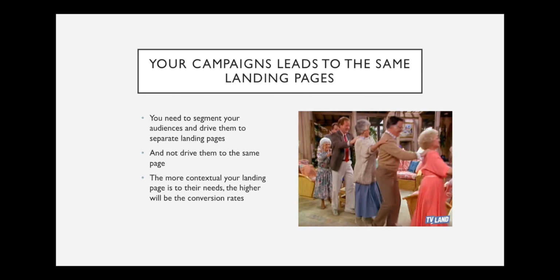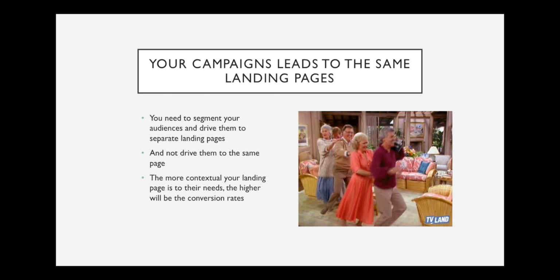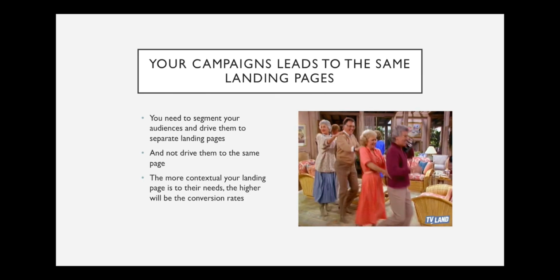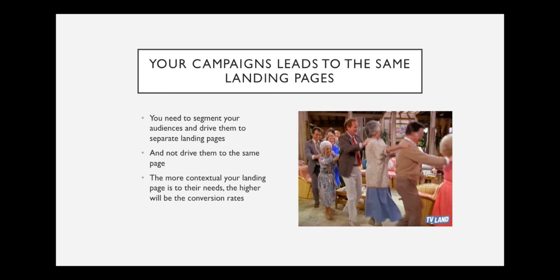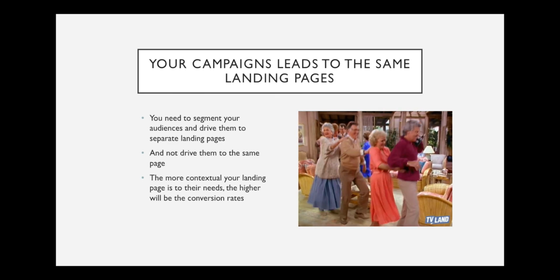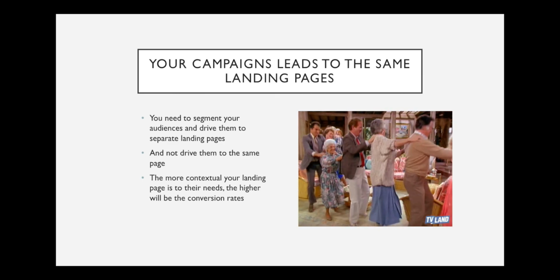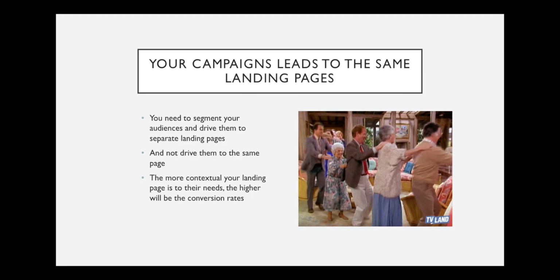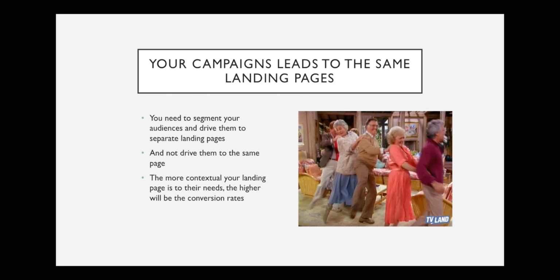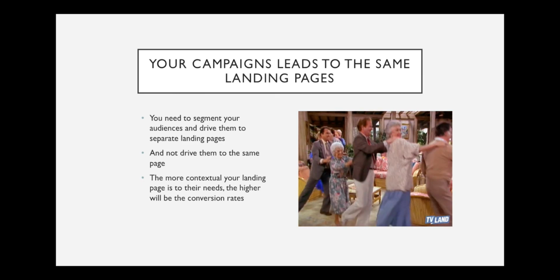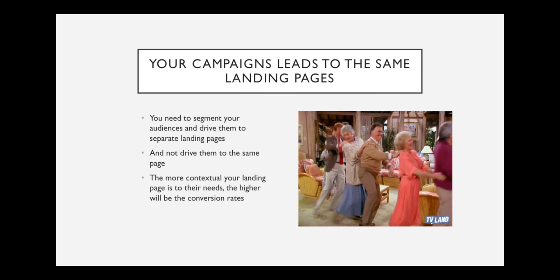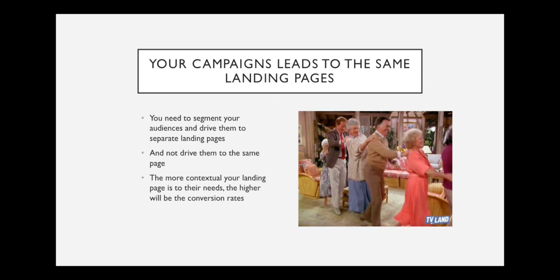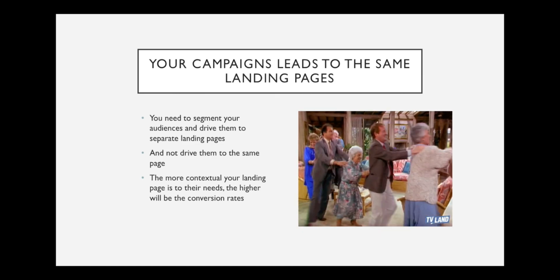So you might have people interested in particular phones. So maybe someone's interested in an iPhone. You don't want to be driving them to a Samsung page. You want to be driving them to an iPhone page. The more specific the page is in alignment with your traffic's interests, the better the conversions and the better the performance. So the more contextual your landing page is to their needs, the higher the conversion rates will be. And that is very, very important.